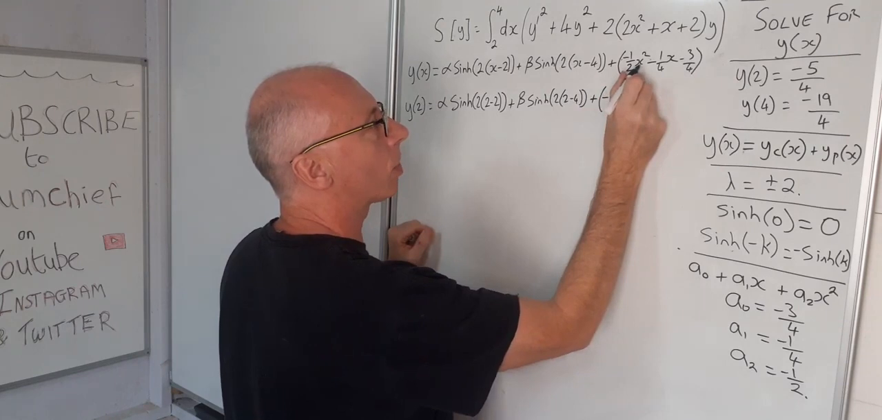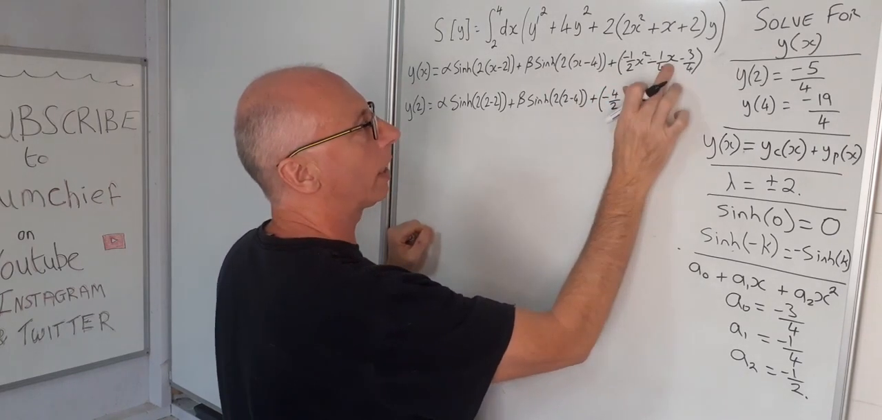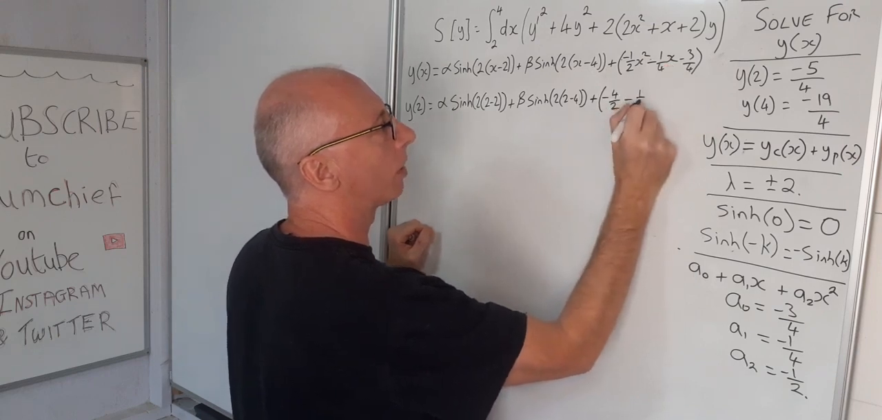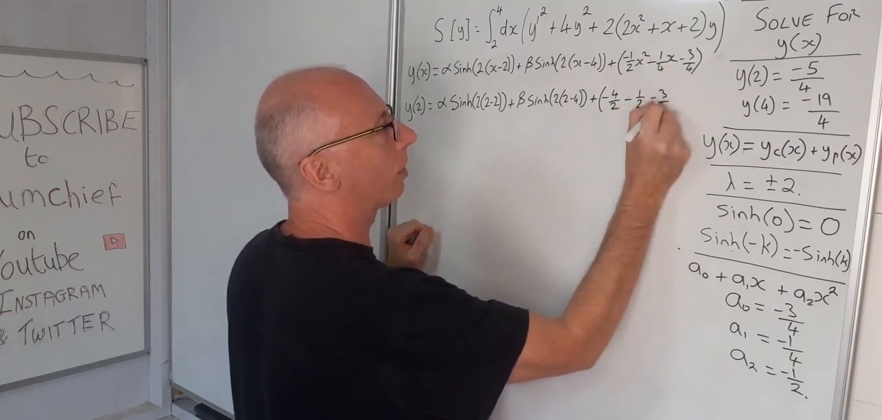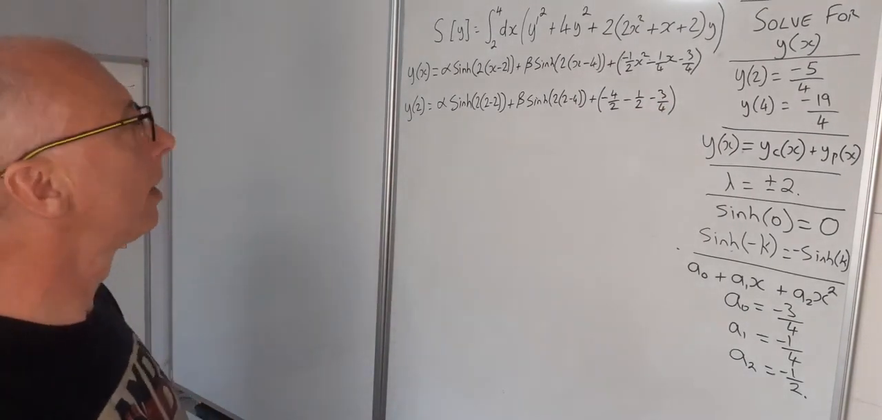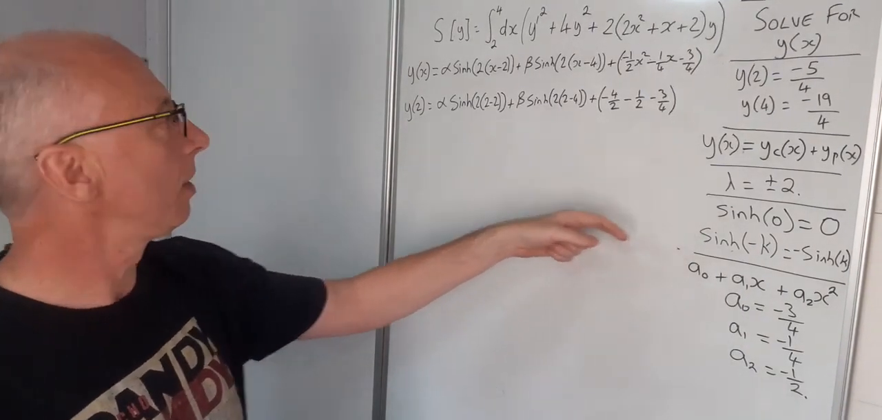So x when it's 2 is 4. So that's minus 4 over 2. X is 2 here, that's minus 2 over 4. So that's minus 1/2. And then minus 3 over 4. Okay. Now we've got our trig identities here.